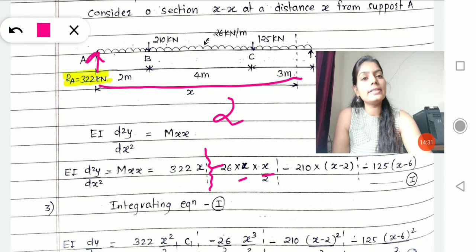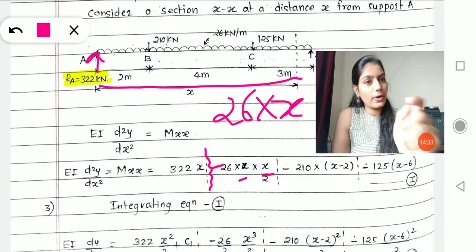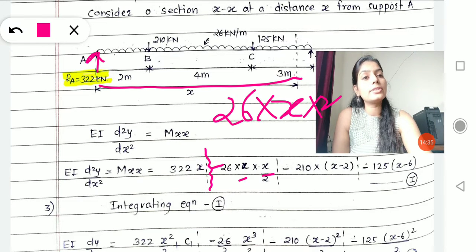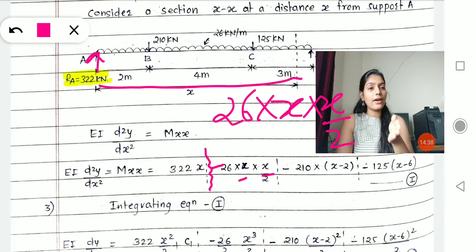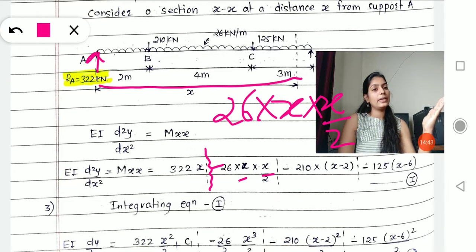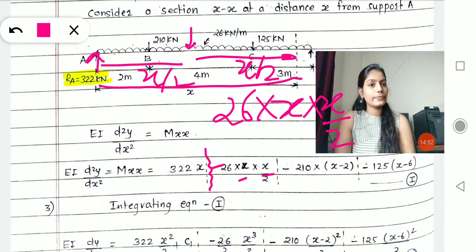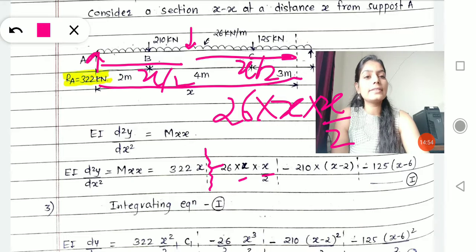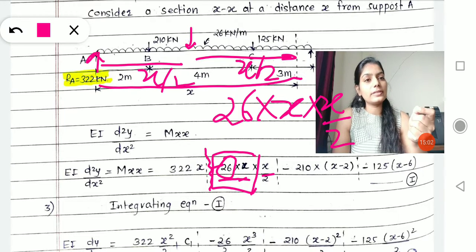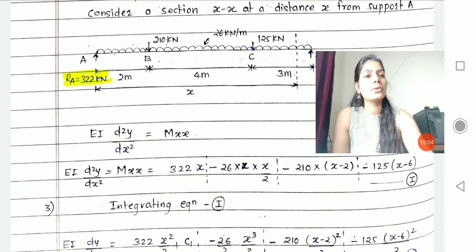Because 26 into x is a point load into distance, which I am going to apply at the half, at the center. Therefore whatever distance remained from the x, if I apply at x by 2, this side it will be x by 2, this side it will be x by 2, right? Therefore 26 into x, my point load, the uniformly distributed load is converted into point load by doing this, into distance x by 2.